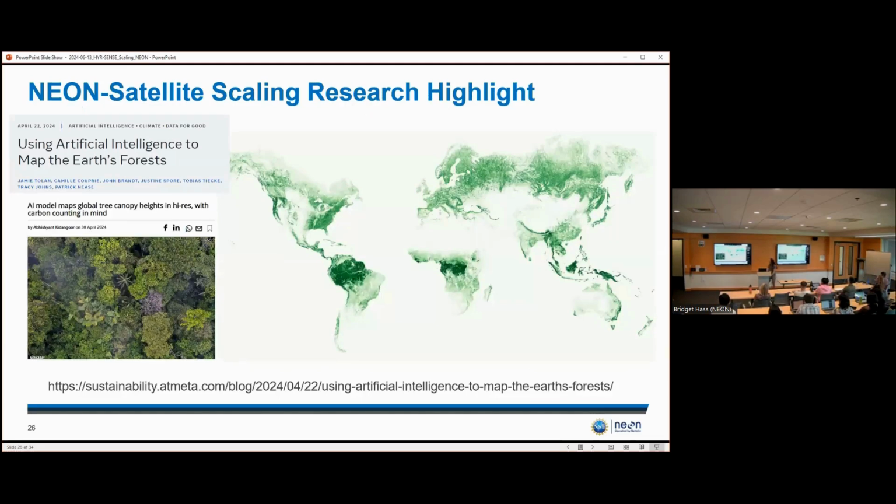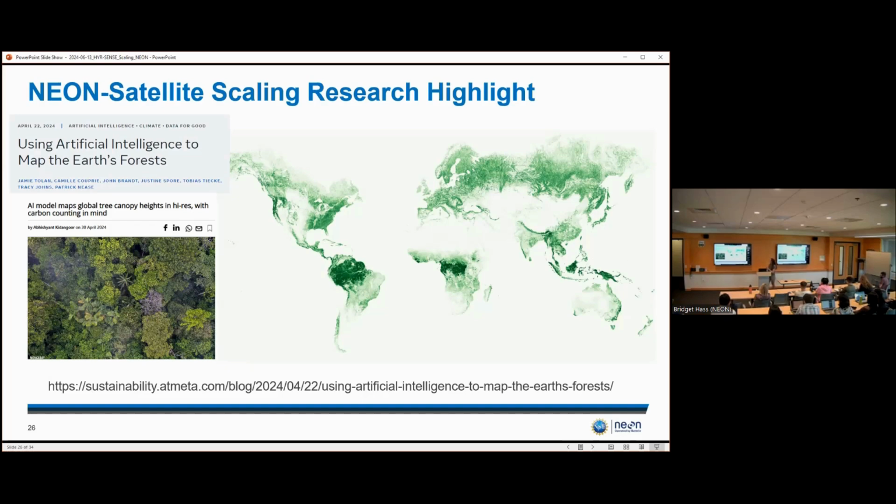Okay, and then I also just wanted to highlight an example of scaling research, or scalable research, that can be done with NEON data. That LiDAR data set is really something that not a lot of other space-based sensors collect. We have GEDI, but that's again at a really coarse scale.